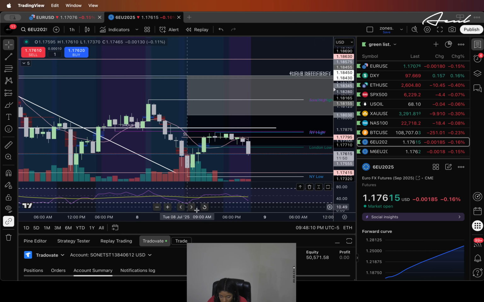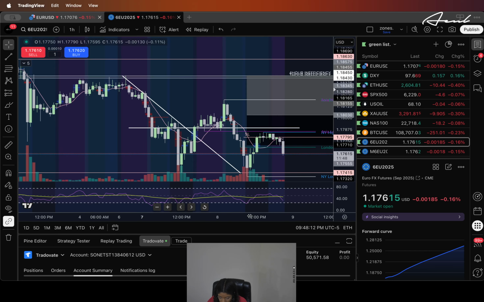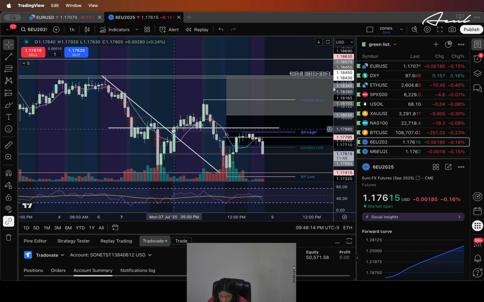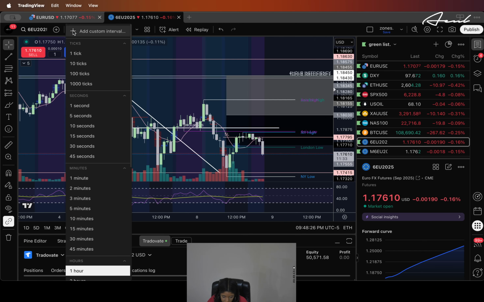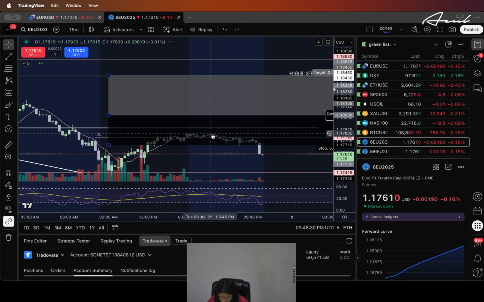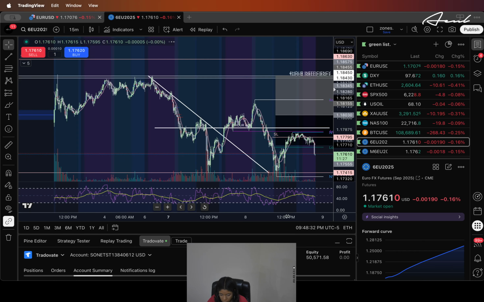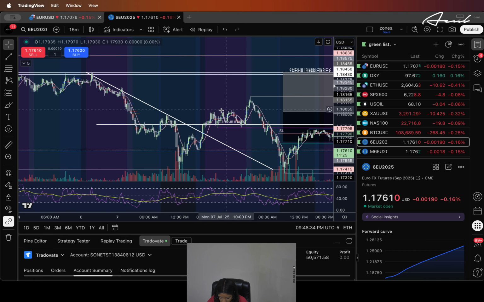Going down here to the 1 hour, you can see again, price had closed above that previous high, and then price was consolidating at that point. So again, I got in around 10 or 11. Unfortunately, I can't see where the actual entry was, but it was in this area.